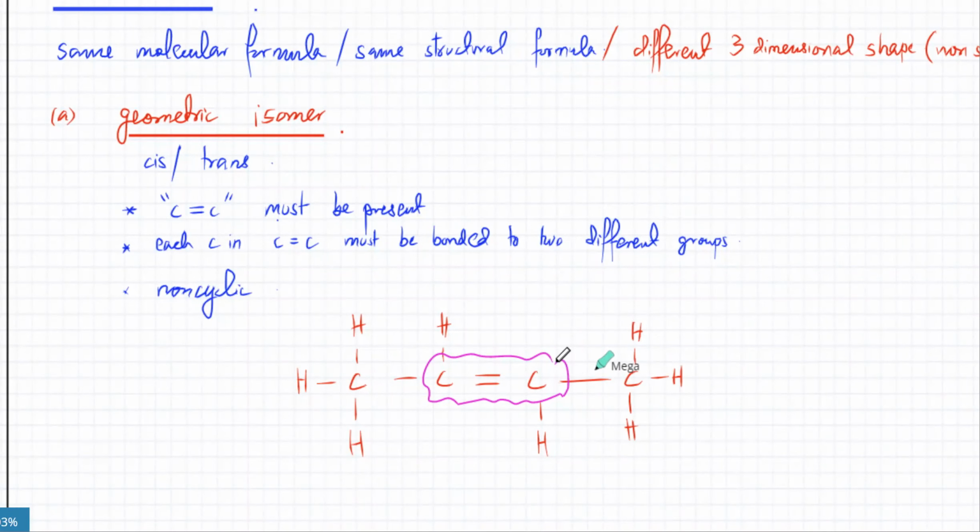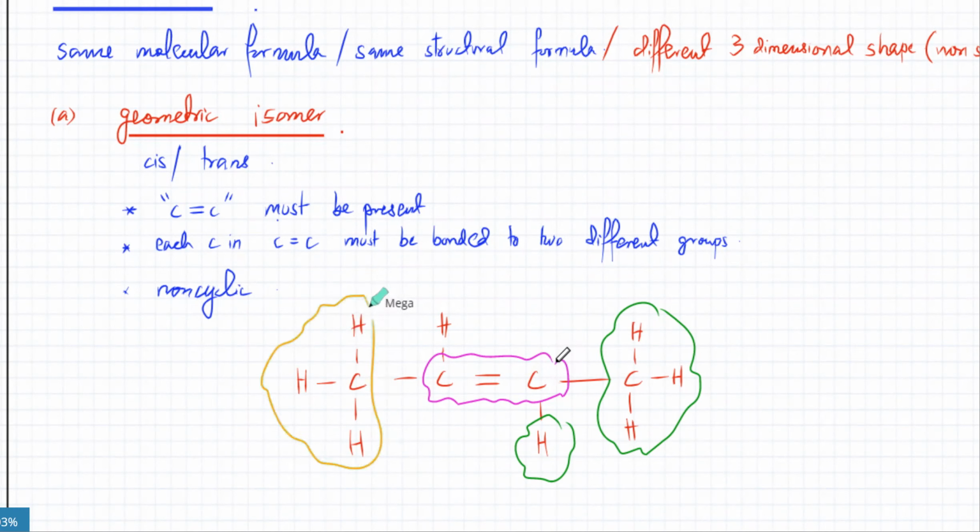bonded to two different groups, which they are. If you look at this carbon atom, that's one group, and this is your other group. So they are two different groups. If you look at your other carbon atom, it's bonded to a CH3 and it's also bonded to an H. So this carbon atom is bonded to two different groups. You have to think of the whole side. It's got one group over here and one group over here, and they're two different groups.